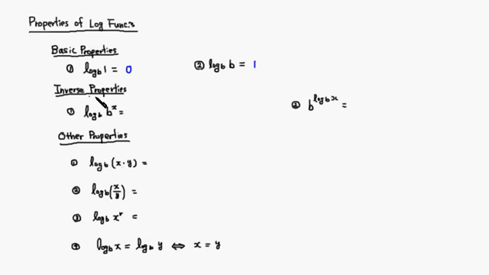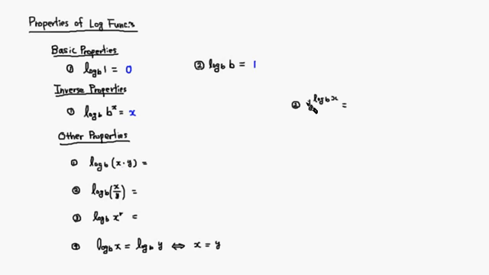Alright, next one is inverse properties. Since exponential function and the log functions are inverses of each other, the first one is: you have x, apply exponential function, then apply log function. The log function and the exponential function cancel out, so you're just going to get x, because they are inverses of each other.